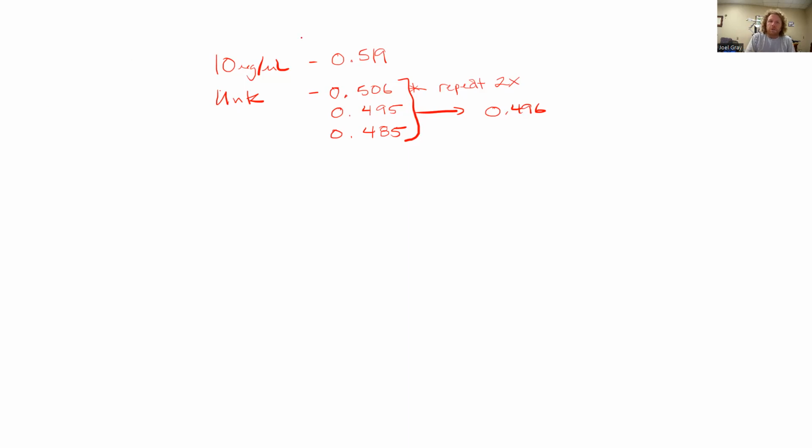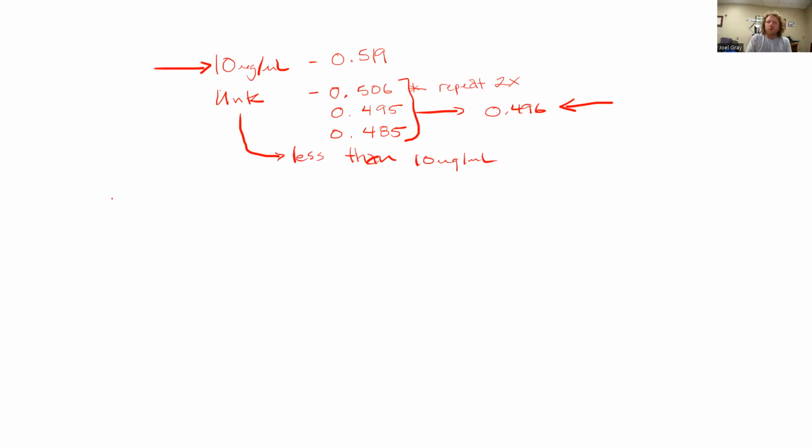Now, with that in mind, with your known data point and this unknown, you can already provide some commentary on what the concentration of your unknown is. You can say with confidence, the unknown has a concentration less than 10 micrograms per microliter. There's not much else you can say about that. You can't say that it's exactly 9, it's exactly 9.2, because you only have one data point that you can reflect on, and that's that 10 micrograms per microliter.